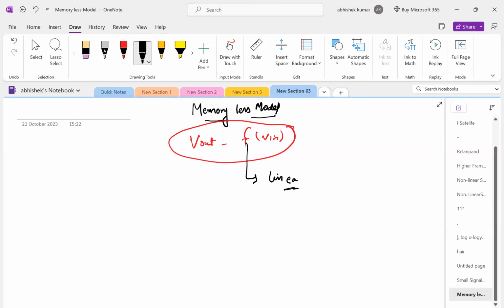Memory-less model is independent of time. As I told you, any memory-less system is independent of time. It does not depend upon any value of t. So its behavior is independent of frequency. What do you mean by that? When the frequency is changed, its behavior is also not changing. It can model narrowband and wideband amplifiers.